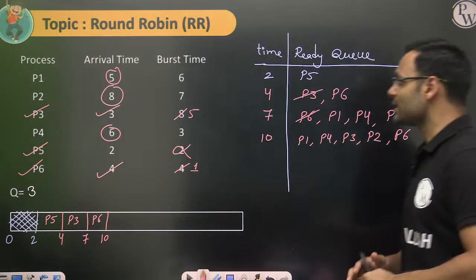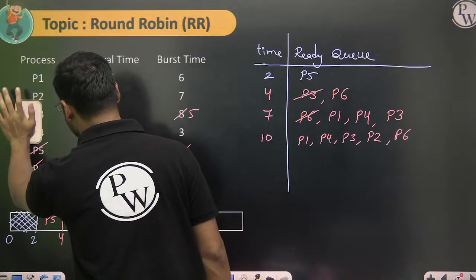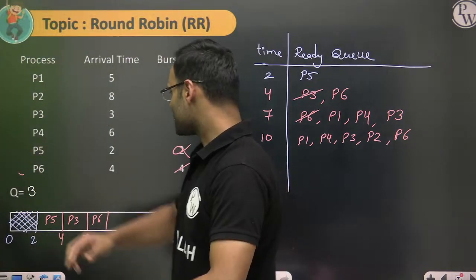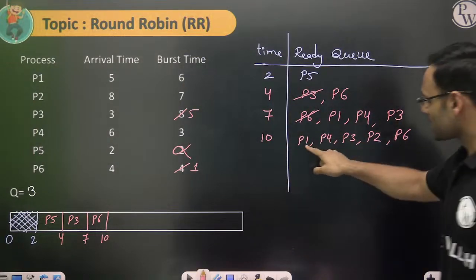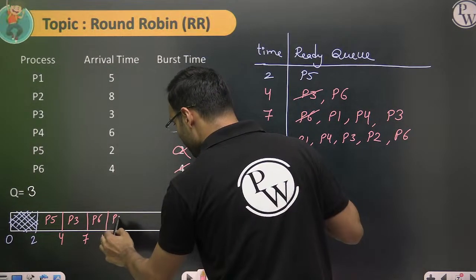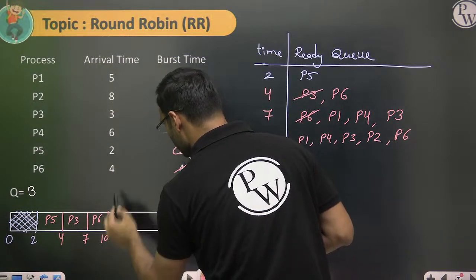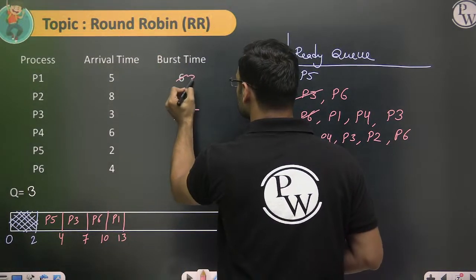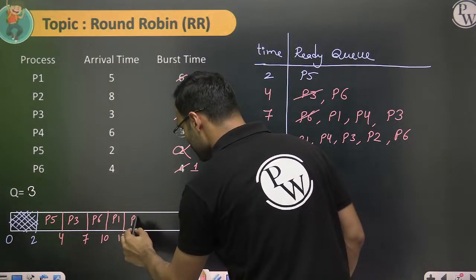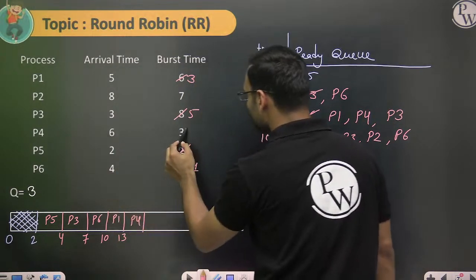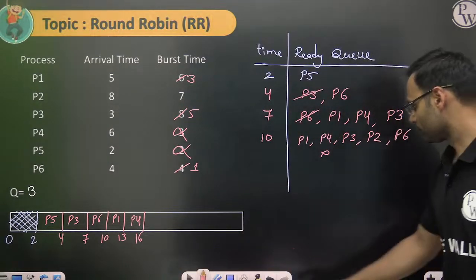Now this formed sequence we will continue. Why? Just because there is no process arriving new now. So once there is no new arriving process, we can run this sequence. First is P1. Let's run P1 for 3 time units, remaining is 3, up to 13. Next process in the sequence is P4. Let's run P4 next. P4 remaining 3 time units up to 16. Done. P4 removed.